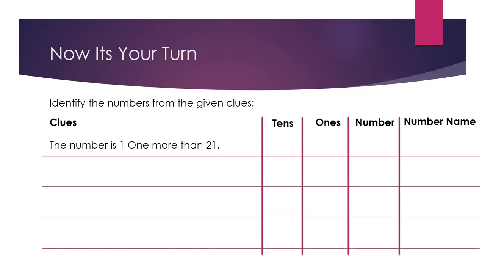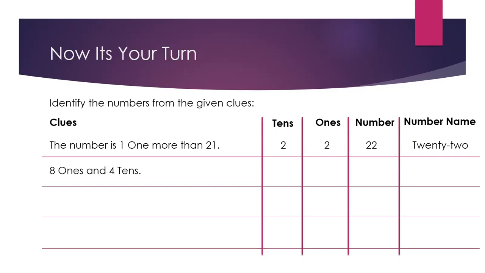What is the number? The clue is saying that we have the number 21, and we need 1 more than 21. 1 more than 21 is what? 22. So in the number 22, how many tens are there? There are 2 tens, 2 ones. And what would be the number? 22. In the words, it can be written as twenty-two.